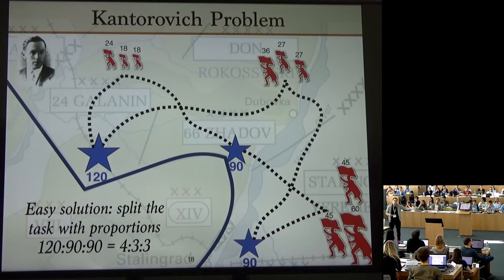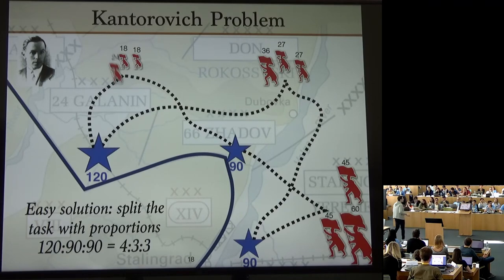For every 4 soldiers you want on the left, you will need 3 in the middle and 3 in the bottom, okay? And so what the generals could agree on altogether is, let's find a splitting rule. I will take my soldiers and split them according to proportions 4, 3, 3. So if you had 60 in the first barrack on the top, that would be 24, 18, and 18. If you had 90 on the top right, that would be 36, 27, 27, and 45, 45, 60 for the bottom part.